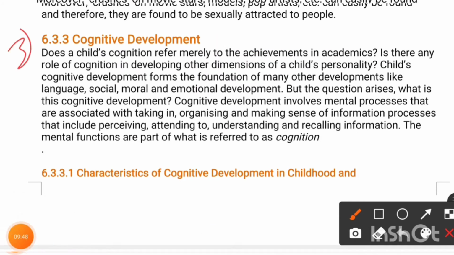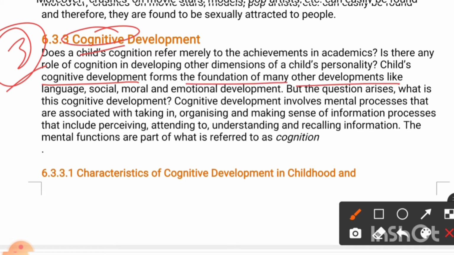The third one is cognitive development. When I talk about cognitive, the word is something connected with the mental process of understanding. So that we are calling cognitive development. Does a child's cognition, meaning mental understanding, refer merely to achievements in academics? Is there any role of cognition in developing other dimensions of a child's personality? A child's cognitive development forms the foundation of many other developments like language, social, moral, and emotional development. Those are all part of cognitive development. But the question arises: what is cognitive development?